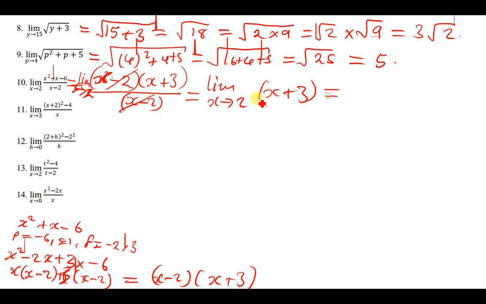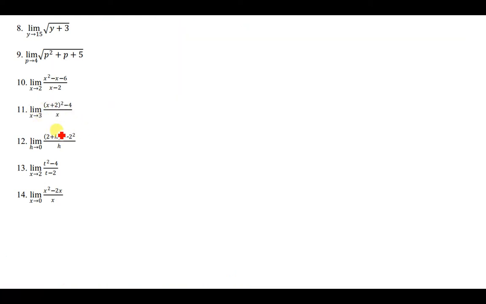So this means that we just replace x with 2 there. So we have 2 plus 3, which gives us 5. So we do the same on this question here, question 11. So we can simplify this. Okay, this one is straightforward. We can just replace x with 3.